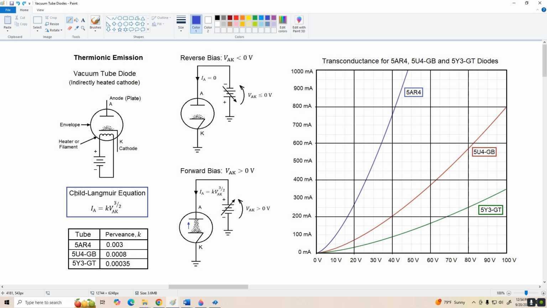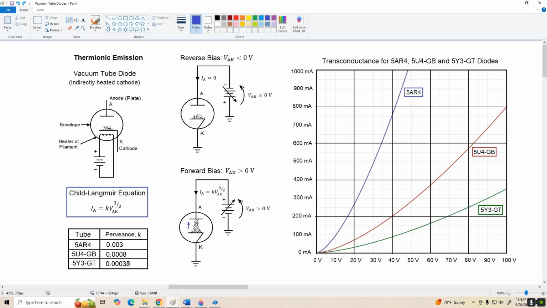The current is given by what's called the Child-Langmuir equation, or sometimes the three-halves power law. The anode current under forward bias is equal to K times the anode to cathode voltage raised to the 3/2 power. The constant of proportionality K is called perveance, and for a couple of different common vacuum tubes, here are the K values. For the 5AR4, it's 0.003. For the 5U4GB or GT, it's about 0.0008.